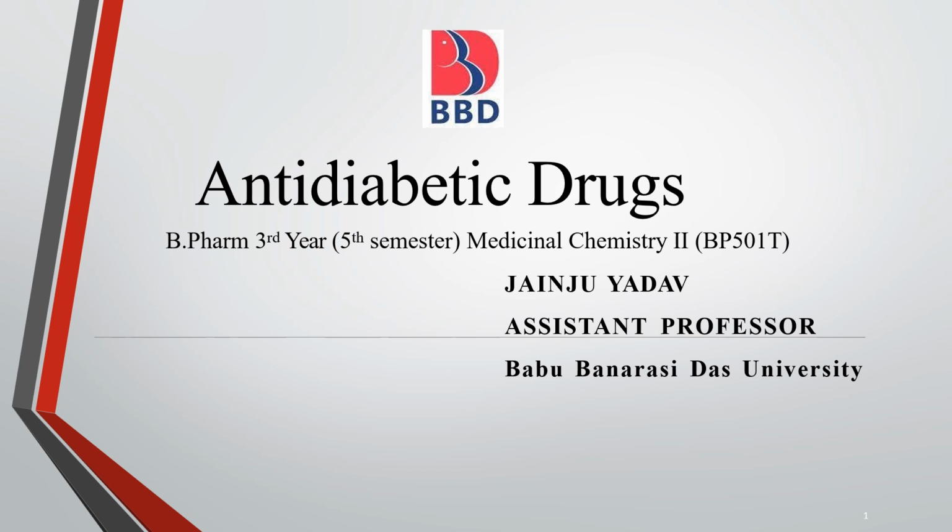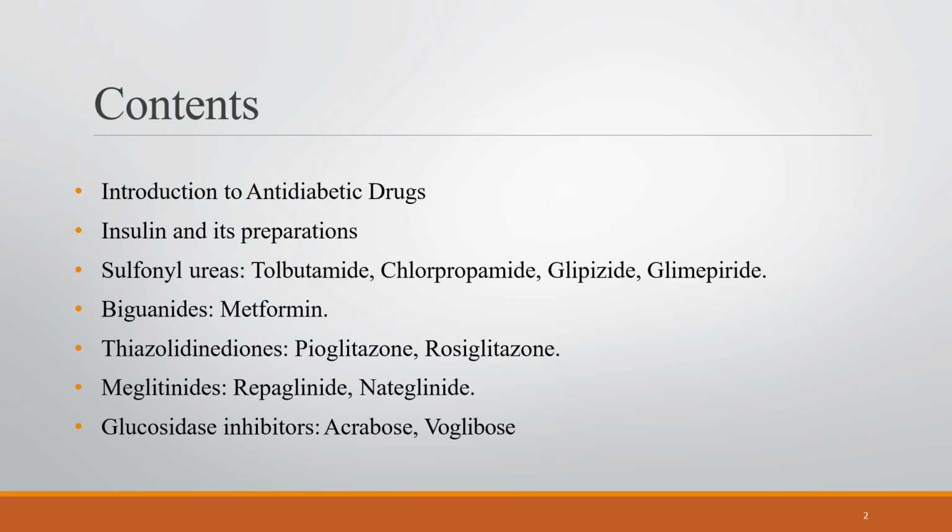We are going to discuss the topic antidiabetic drugs for third year students, Medicinal Chemistry 2. The contents are: introduction to antidiabetic drugs, insulin and its preparations, sulfonylureas (tolbutamide, chlorpropamide, glipizide, glimepiride), biguanide (metformin), thiazolidinediones (pioglitazone, rosiglitazone), meglitinides (repaglinide, nateglinide), and alpha-glucosidase inhibitors (acarbose and voglibose).